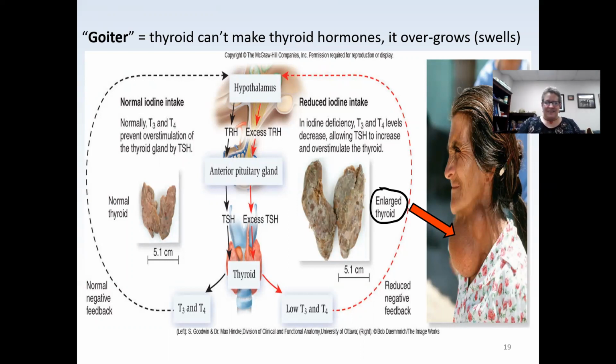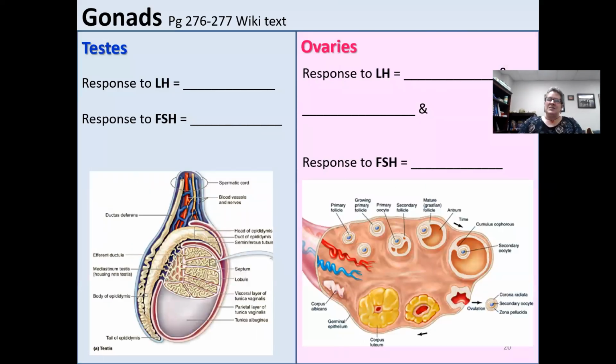All right. And let's talk about the gonads. And we'll take a break after this one. This will be the end of the second lecture. The gonads, ovaries or testes. The testes will respond to pituitary LH by making testosterone. The testes will respond to pituitary FSH by maturing sperm. And of course, this happens at sexual maturity, puberty.